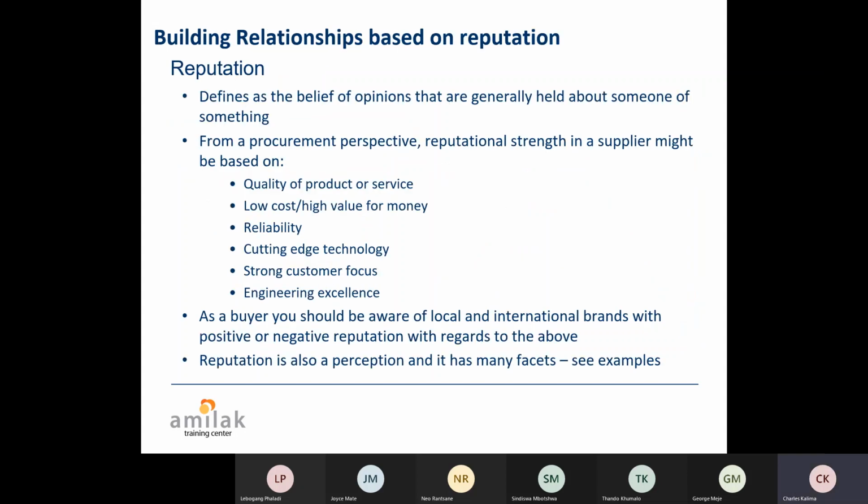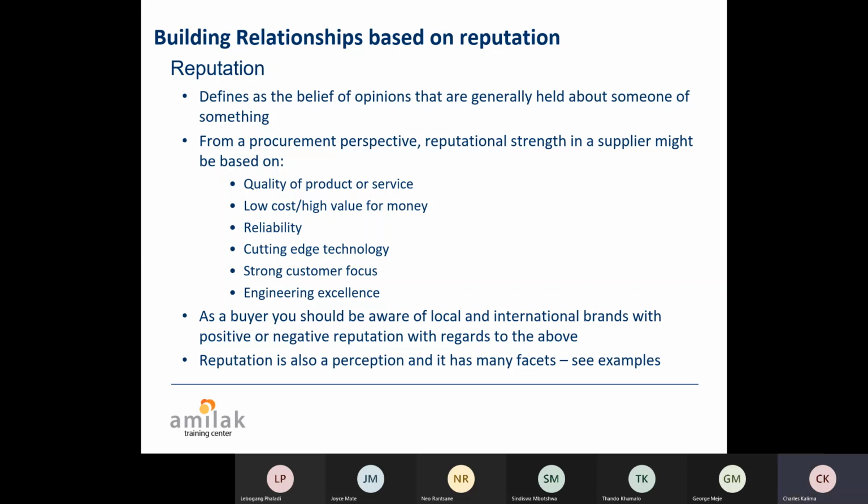The next one talks about building a relationship based on reputation with the supplier. Now, reputation is defined as the beliefs or opinions that are generally held about someone or something. It is important for you to have a good reputation. And remember that a reputation can be based on beliefs and not necessarily the actual things. So people can believe things about you that may not even be correct.